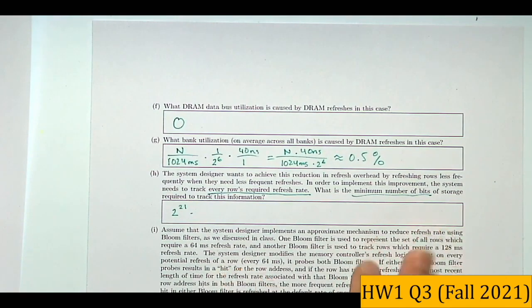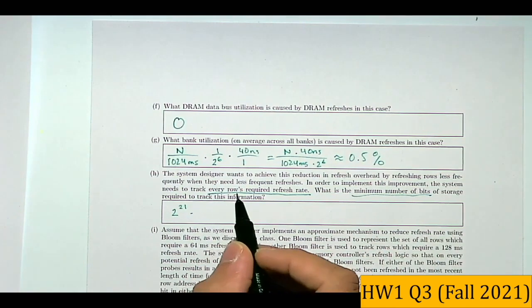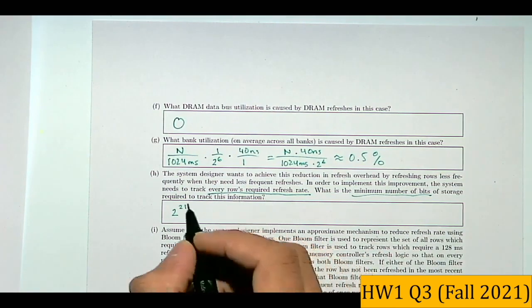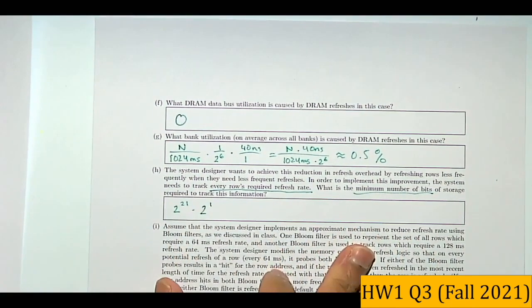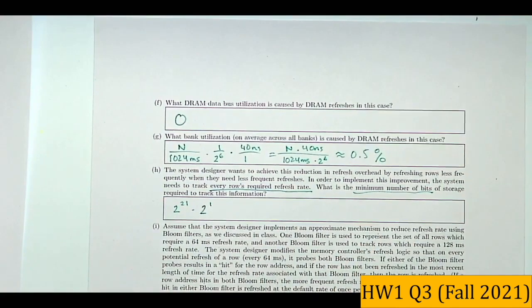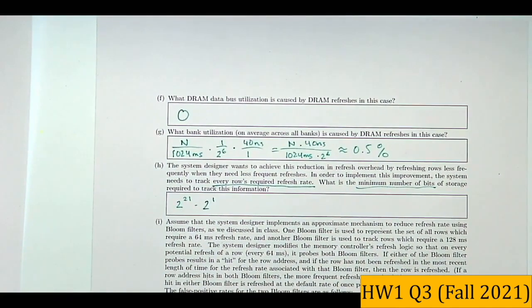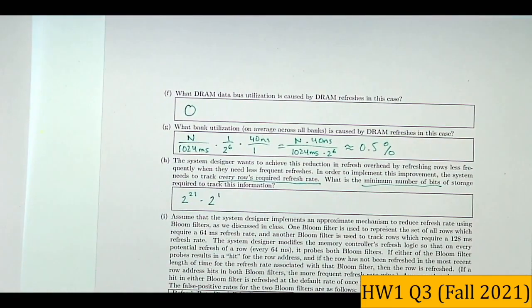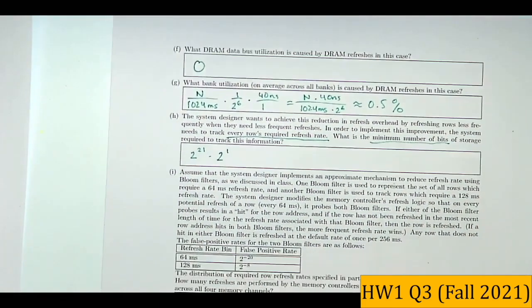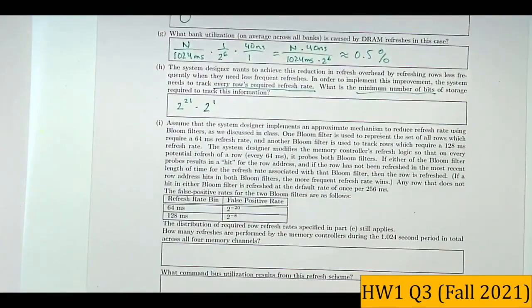This question leads you towards tracking each row state individually. So that's what this would be, 2 to the 21 times 2 to the 1, which is, I guess, the solution that's stated in the posted online solutions. Okay, fair. So then part I.